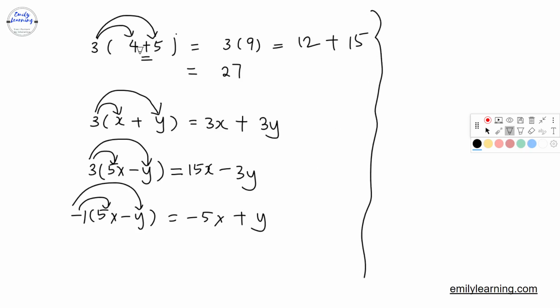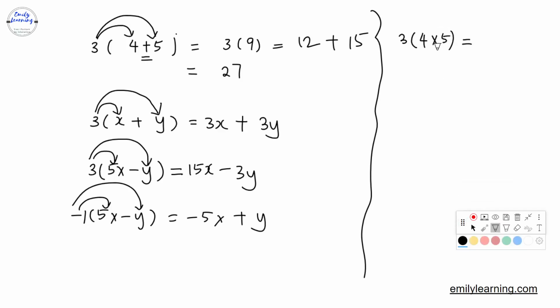Now I talked about plus or minus here. What if I have 3 bracket 4 times 5? I know that I do the bracket first. So 4 times 5 will give me 20. So 3 bracket 20 means 3 times 20, which will give me 60. So the answer is 60.